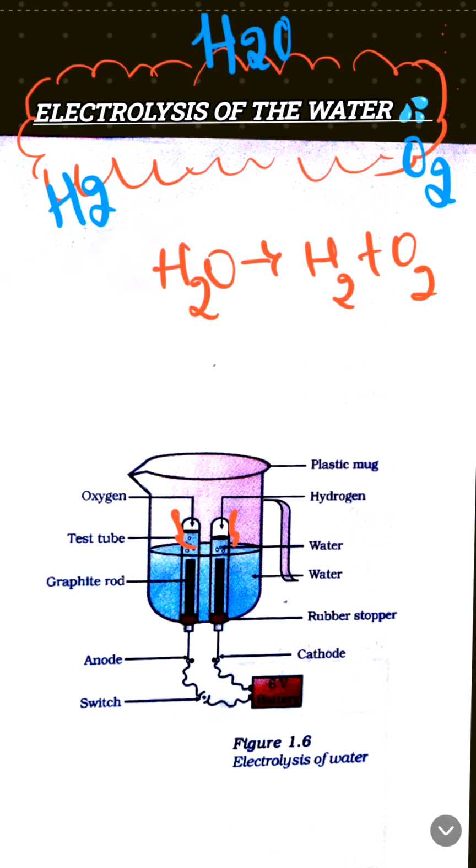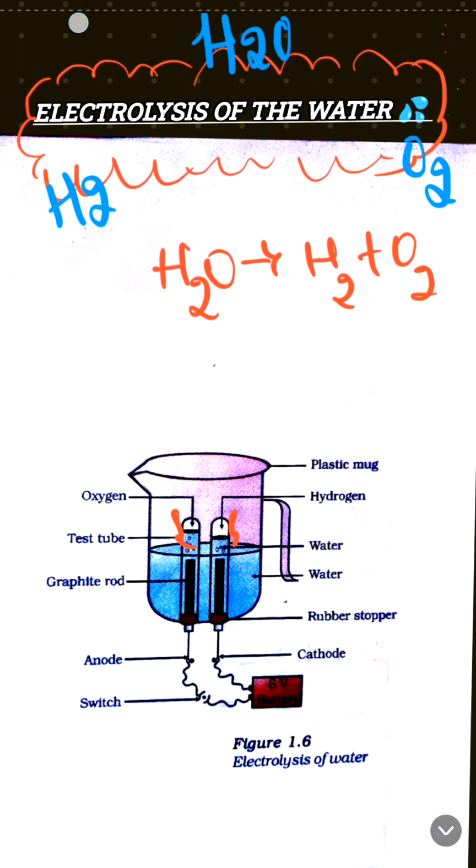The main point is, where is the oxygen collected and where is the hydrogen collected? The experiment is very simple. You pass the electric current through the water, where the conductor is a graphite rod, and the water will break down into hydrogen and oxygen gas. Hydrogen and oxygen gas are collected. That's it, that is the experiment. But where is the oxygen collected? Where is the hydrogen collected? Why is it collected like that? That is very important to understand.